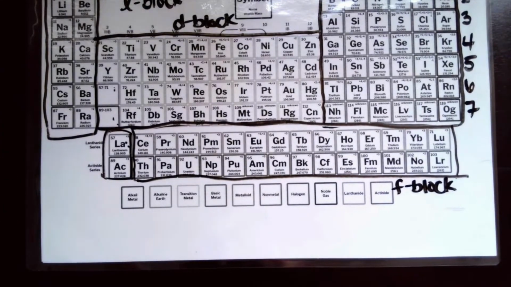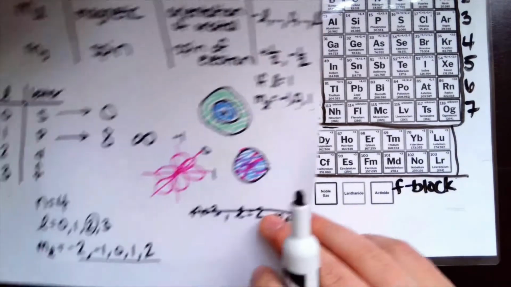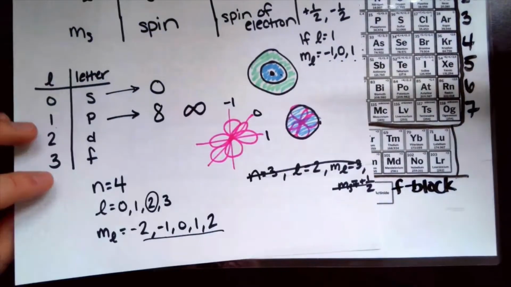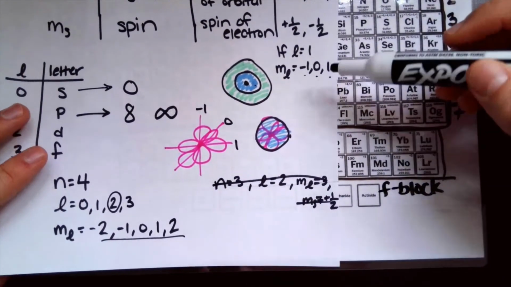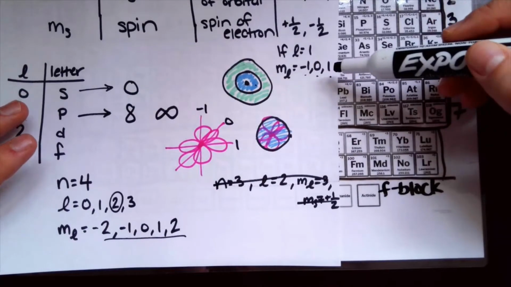There is no way to determine the second two quantum numbers just by looking at the periodic table. But if we talk about the third quantum number, if you remember, I said that the third quantum number can go from negative L to positive L, right?